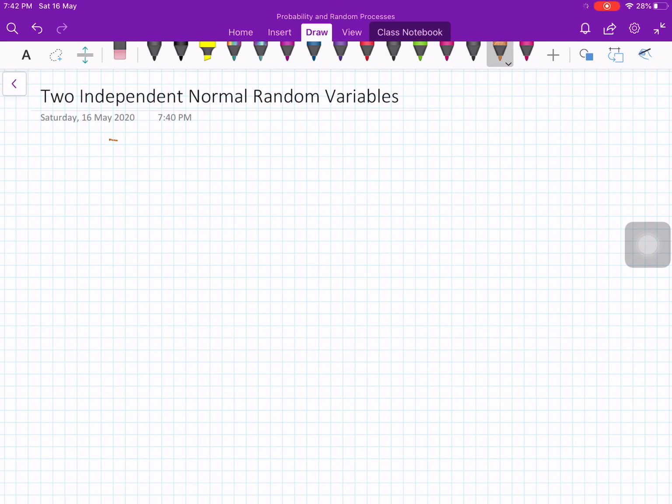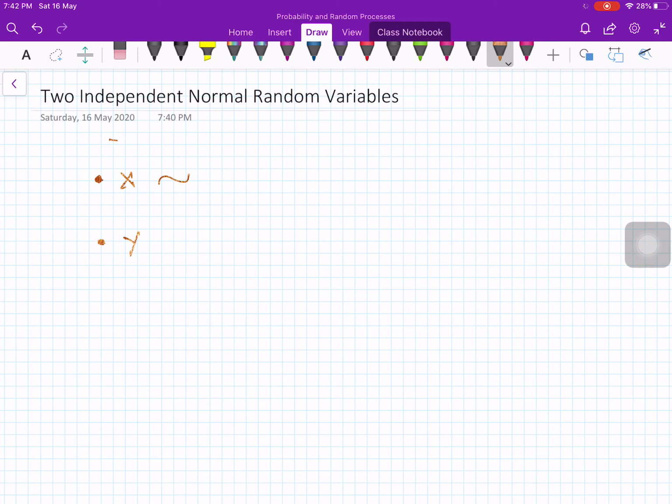In this lecture, I am going to talk about two independent normal random variables. If we have two independent normal random variables with certain parameters, the question is, what does the joint PDF look like?